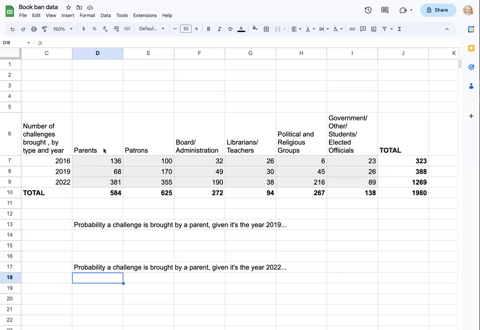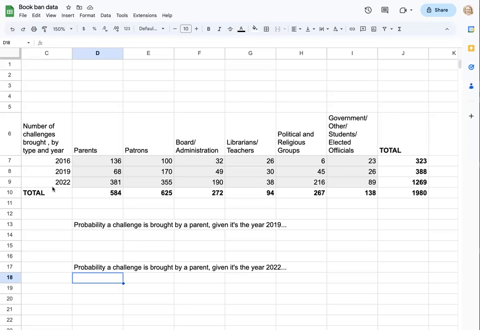So parents are bringing up challenges to books. Patrons at libraries are bringing up challenges. The boards or administrations at schools, for example, librarians and teachers, political and religious groups. And then I kind of lumped all of these together into this other category. So we've categorized the book challenges by year, which is one variable, and then who brought the challenge, which is a second variable. So we make columns in our contingency table, and then we have rows.